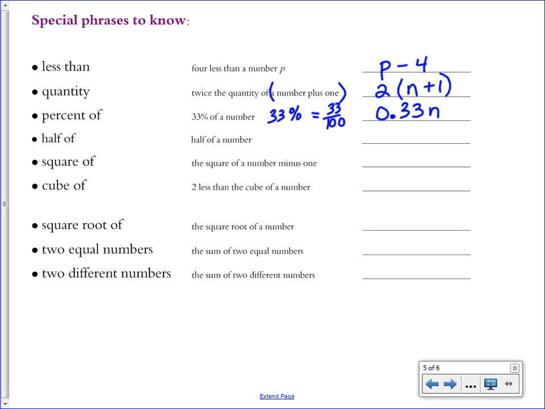The next tricky example is half of a number. So of means multiply. Half of a number, you'll most commonly see it written as 1/2 n.